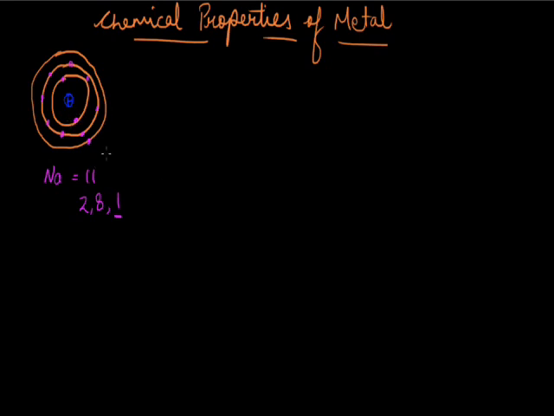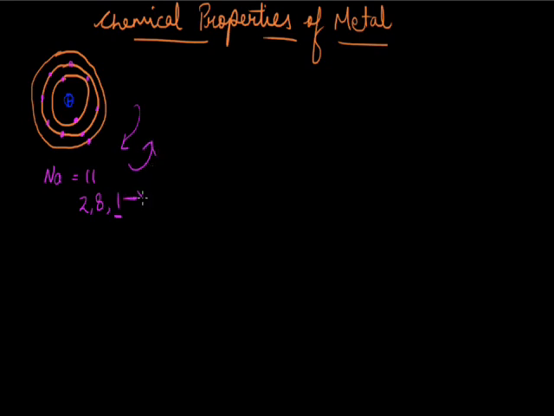Here you will see that this electron is very loosely bound because it is at a distance from the nucleus. So this electron can be easily removed. To gain a stable electronic configuration, either sodium should accept 7 electrons or it should lose 1 electron.